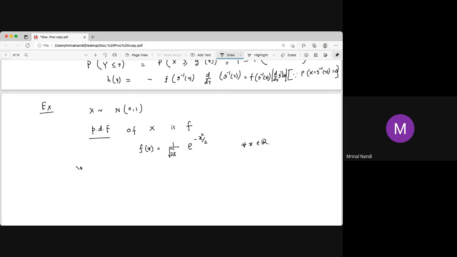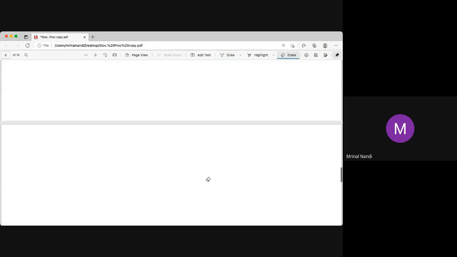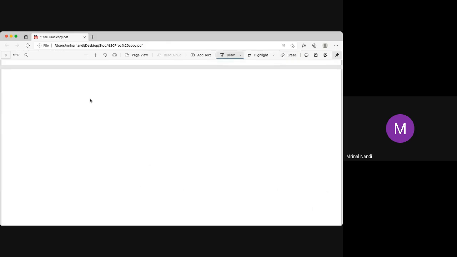Now if you take g as a function of x square, the square function, so y is x square, it is now not monotonically increasing or decreasing. So what will we do in this case? Okay, well, we give this example later. First we give an example of a monotonically increasing or decreasing function. Take that example first.